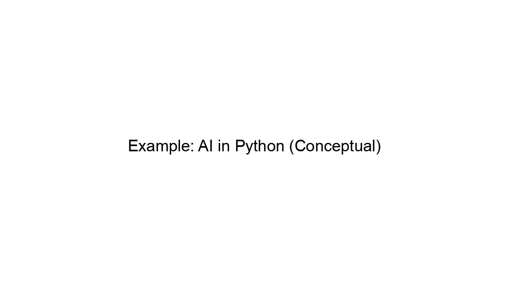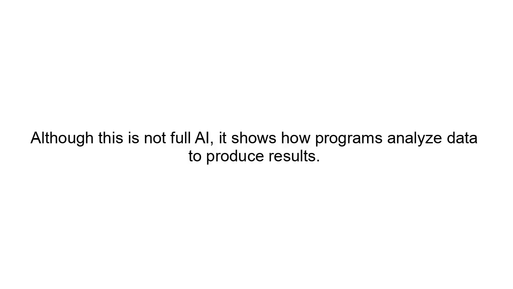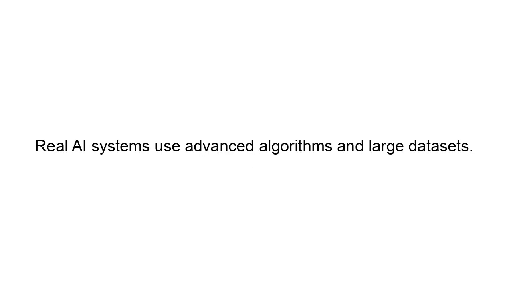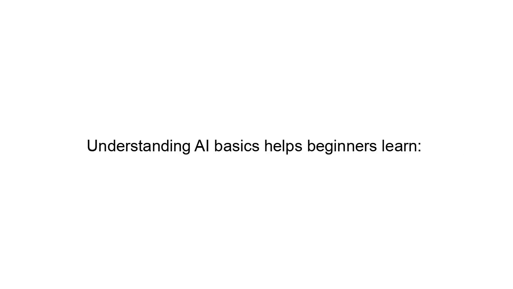Example: AI in Python. Conceptual. Example: data = [1, 2, 3, 4]. average = sum(data) / len(data). print("Average:", average). Although this is not full AI, it shows how programs analyze data to produce results. Real AI systems use advanced algorithms and large datasets.